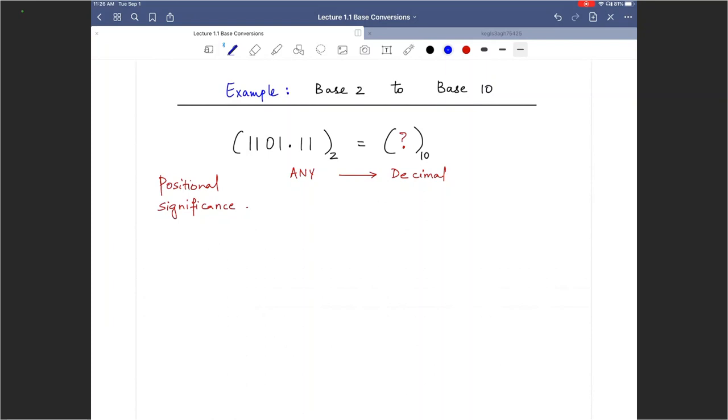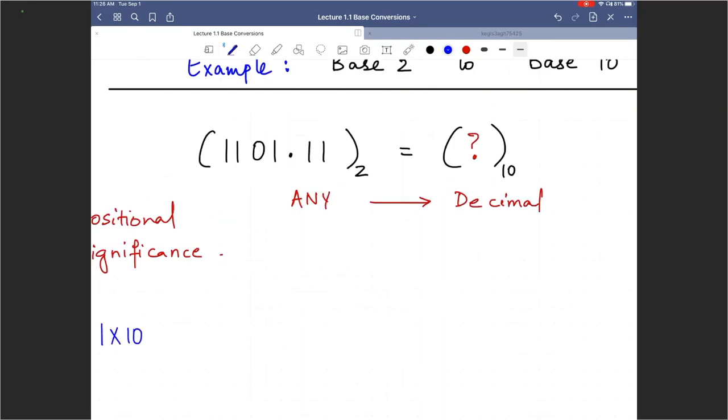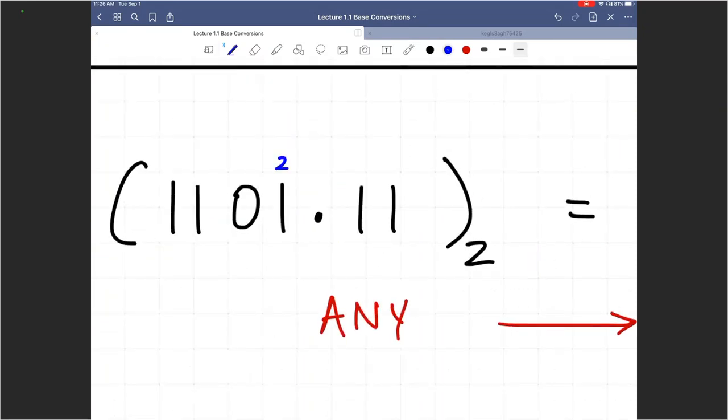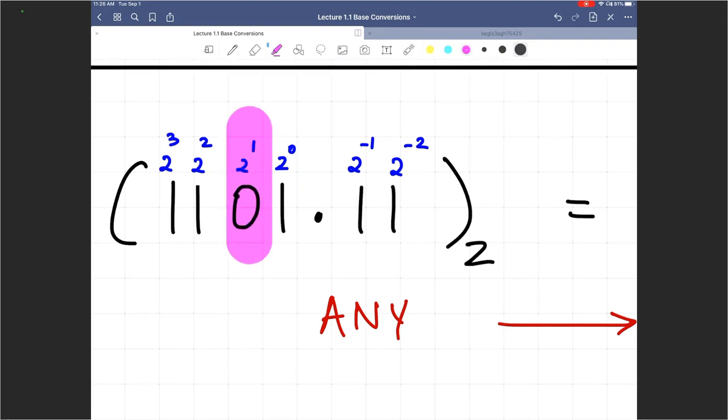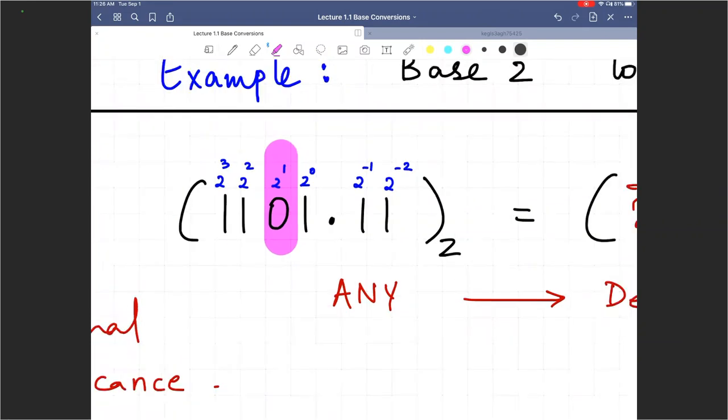So I'm going to take what? 1 times 2 raised to what? Over here, for this guy, the exponent is going to be 2 raised to 0, 2 raised to 1, 2 raised to 2, 2 raised to 3. Over here, 2 raised to negative 1, 2 raised to negative 2. I don't need to worry about this because that is 0 times 2 raised to 1. But everything else I need to worry about. So I'm going to multiply them and add them together.